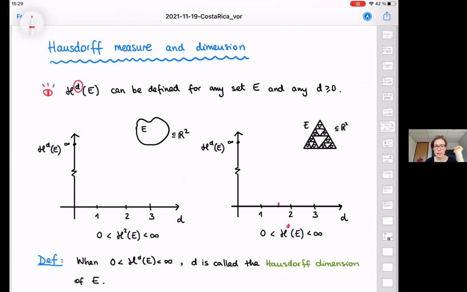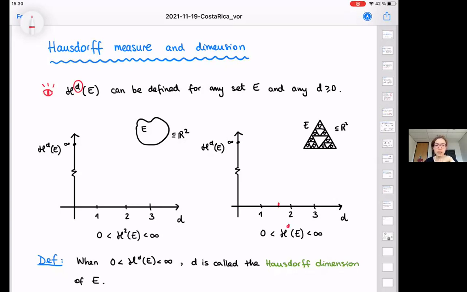And this brings us to the concept of dimension. Remember, we said that was the D-dimensional Hausdorff measure. So what does this dimension actually mean? Where does it come from? What is the right dimension of a set?